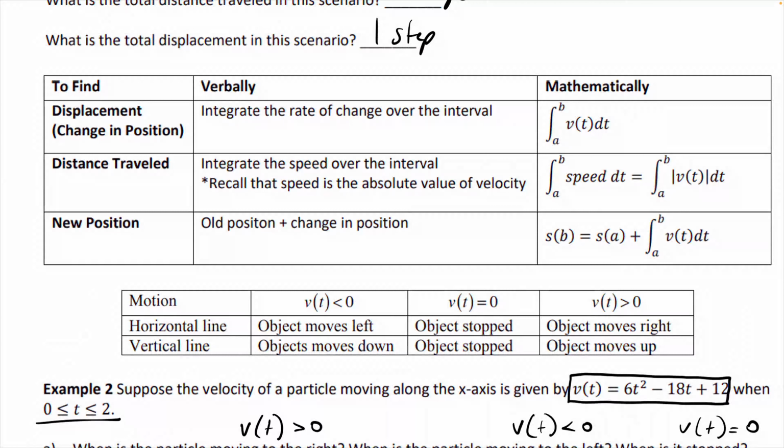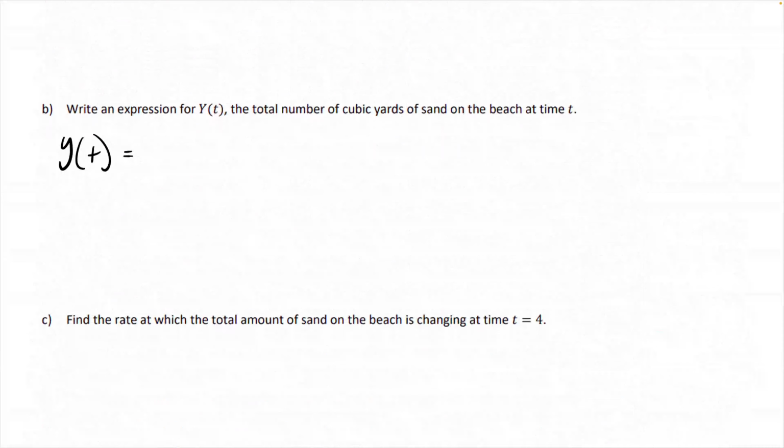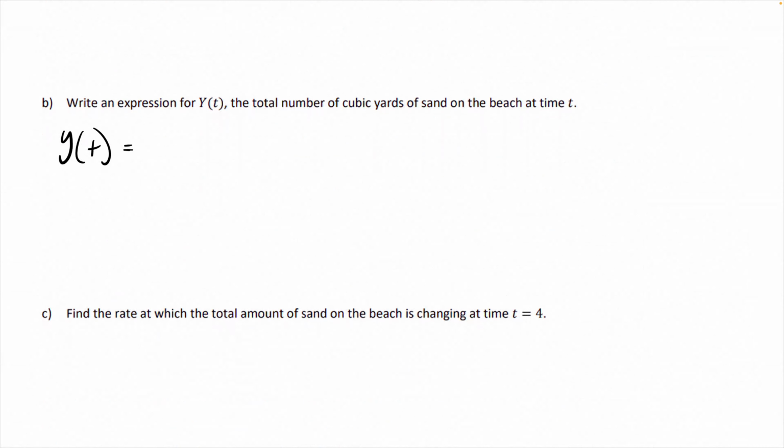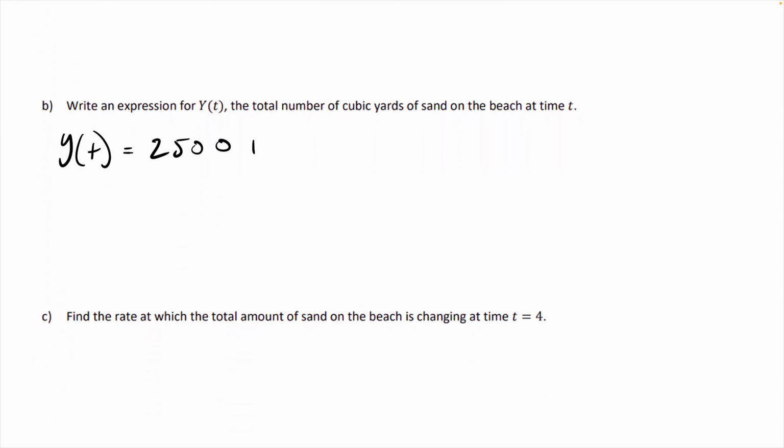There's sand leaving. It's gaining sand. And then what's the other thing? It's not really happening, but it's also important: the amount of sand that's already there. So we have to take into account all three of those, right? So this one is considered new position. S of A is going to be what's already there. What already happened? We have 2,500, right? So 2,500 plus.